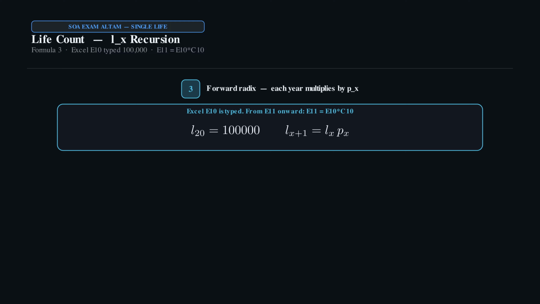Formula 3 is the life count. Age 20 is typed 100,000. Every later row is the previous radix times that row's P. Excel writes E11 equals E10 times C10, then copies down. There is no circular reference. It is a forward fill. At age 21, L is 100,000 times P20, which is 99,975.0.